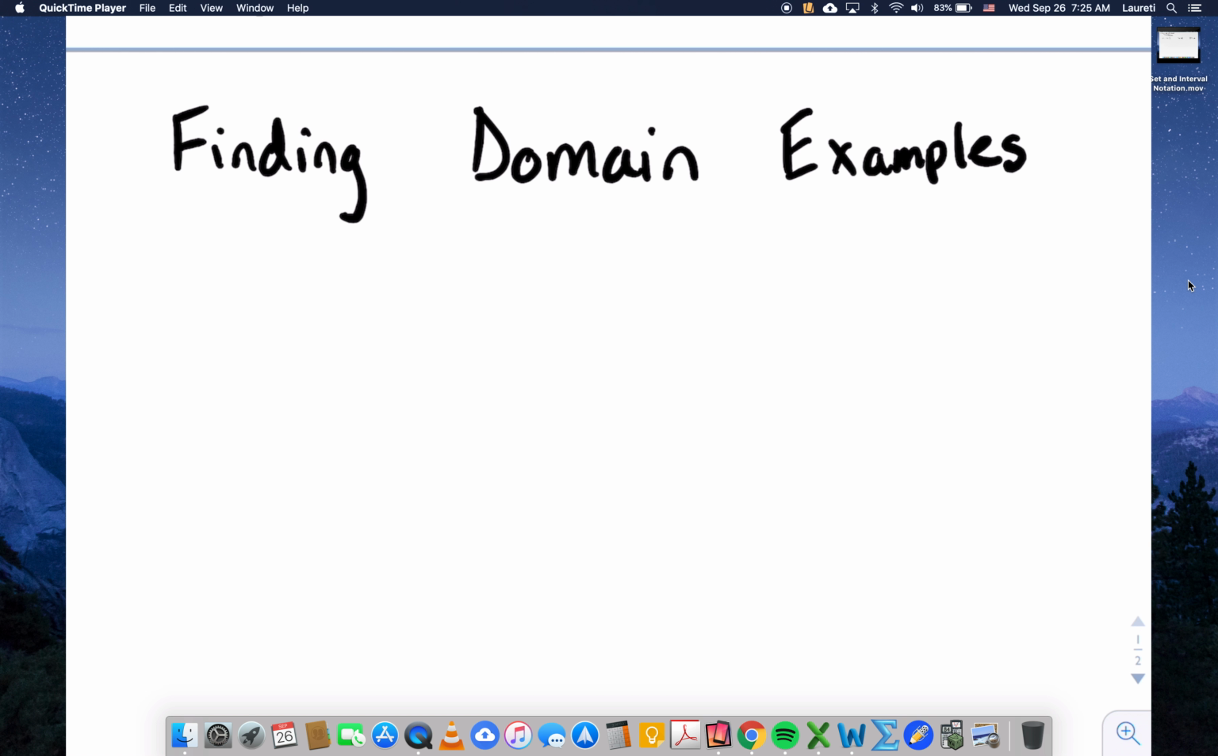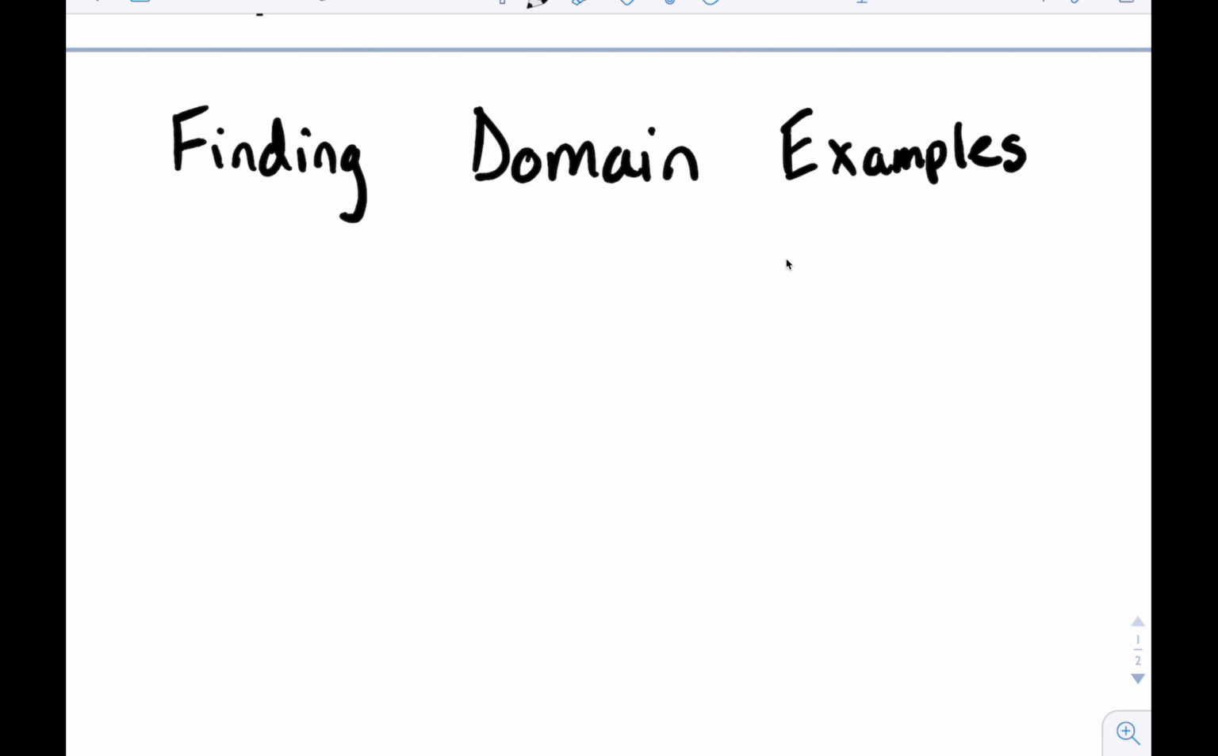Hey guys, I wanted to do a quick video on doing a couple examples of finding the domain of a function, just given the equation. It's something that you guys are going to have to do a lot this year. So I just wanted to go over a couple different examples and different ways that we can write the domain of our function.